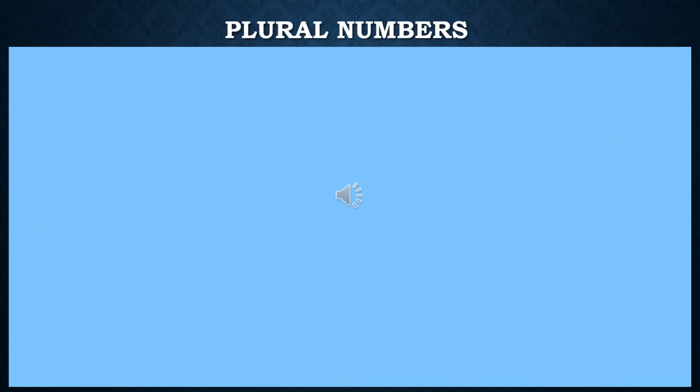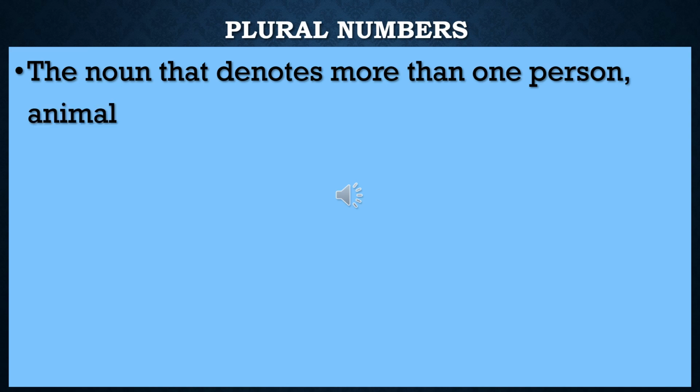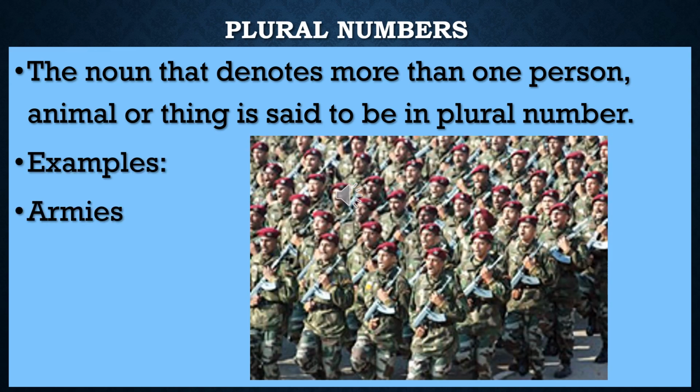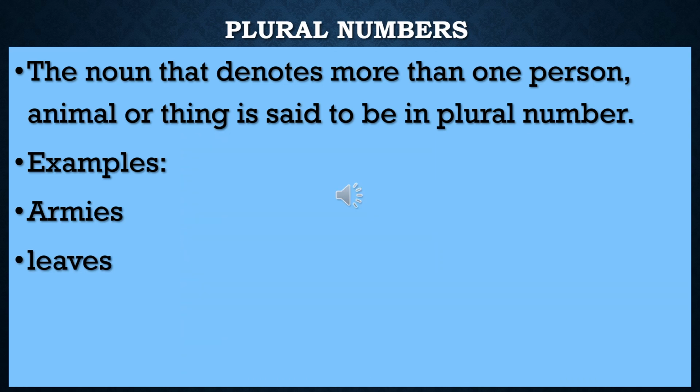Now let's understand plural numbers with examples. The noun that denotes more than one person, animal, or thing is said to be in plural number. Plural means more. So anything that is more than one is called plural or in plural number or plural form. See the examples: armies, leaves, horses, teeth.